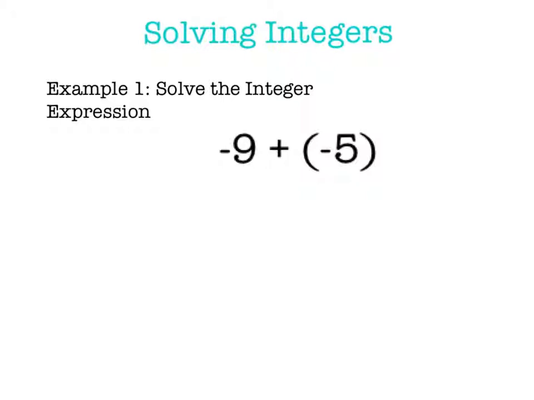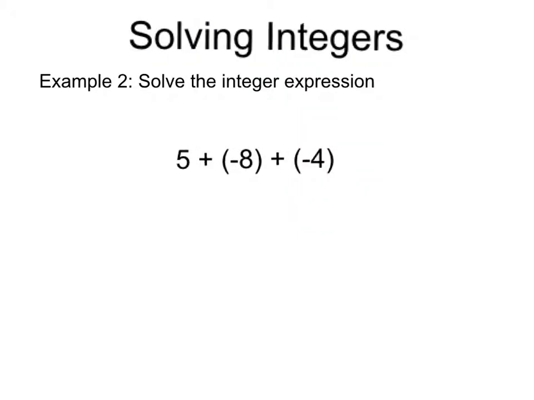Now let's look at this first example of adding integers. So, solve the integer expression. The expression reads negative 9 plus negative 5. This problem is a very simple one. All you do is add the two numbers together. So you would get 14. But which sign is in the answer, negative or positive? Since both the numbers are negative, it would stay negative as the rule states.